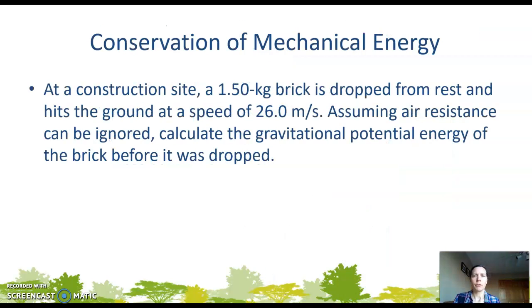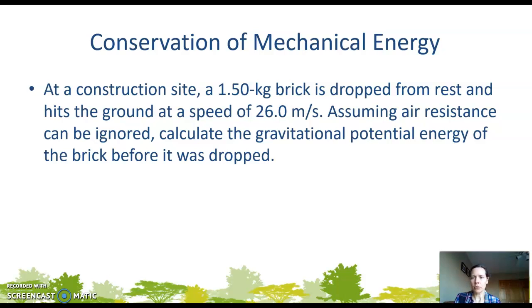Here we have another example of conservation of energy. This would be a math type problem. So at a construction site, a 1.5 kilogram brick is dropped from rest and hits the ground at a speed of 26 meters per second. Now we know that's just before it hits the ground. 26 meters per second is right before it hits the ground. Assuming air resistance can be ignored, calculate the gravitational potential energy of the brick before it was dropped.